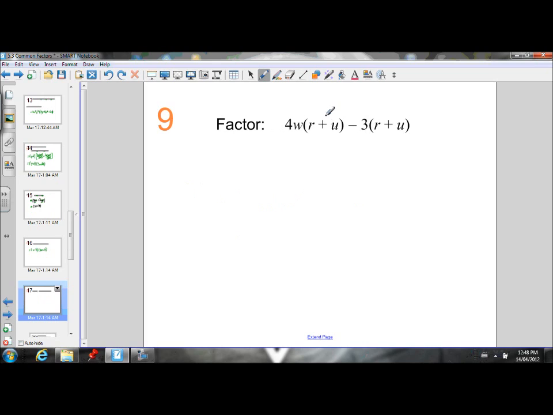Number 9, both of these terms share an r plus u. I can take out that r plus u. Once I divide both terms by r plus u, the r plus u's will be gone, and what I'll be left with is a 4w minus 3. Okay, so those are the factors of this polynomial. If I go through and expand all this, I'd be back at the same answer. Okay, good.